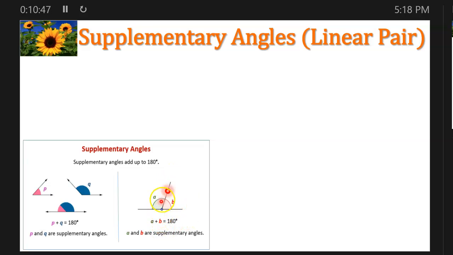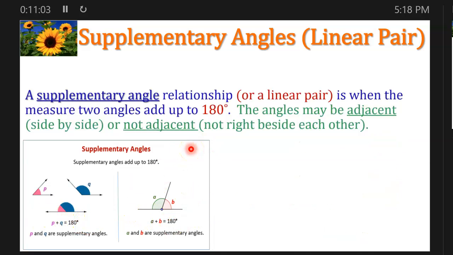They share a vertex and a side. But here are some angles, this P and this Q. Those two are not adjacent, okay? However, they're still supplementary because if you put them together, they're still going to make this straight line, okay? So basically it's two angles. Here, I'll read it for you.